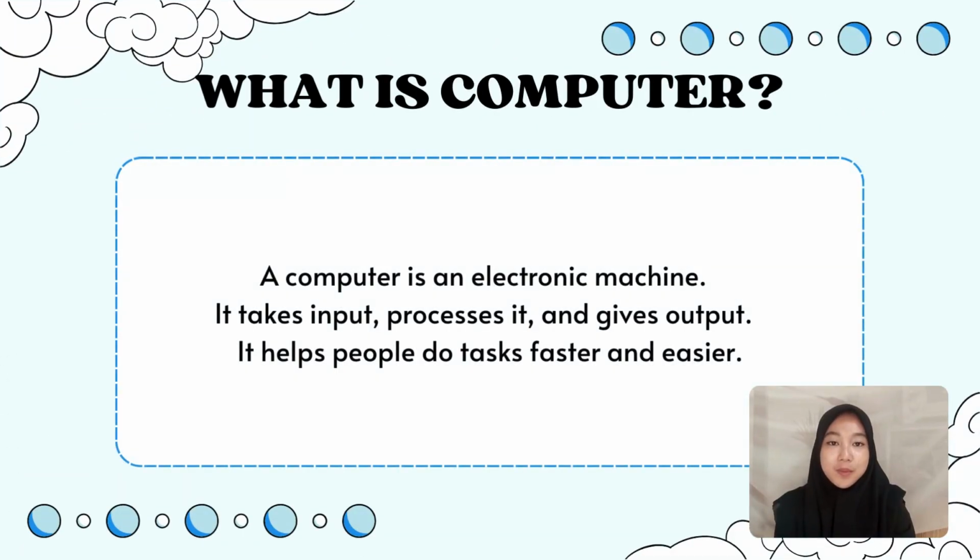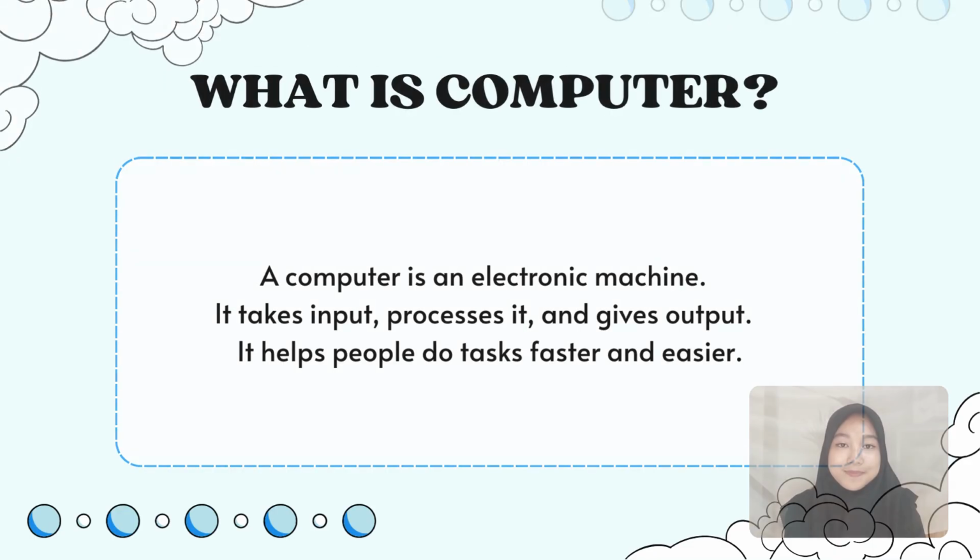Let's start with what is a computer. A computer is an electronic machine. It takes input, processes it, and gives output. It helps people do tasks faster and easier. A computer is an electronic device that uses electricity to perform various tasks. It works by taking input from the user, processing that input through its system, and then providing output. This could be anything from displaying information on a screen to printing a document or playing sound. Computers make tasks faster and easier by automating process that would otherwise take more time and effort if done manually.